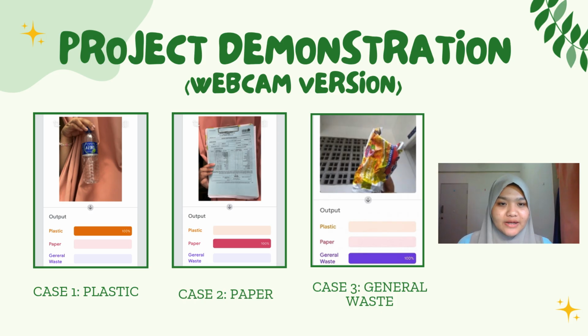Next, for project demonstration, we have two versions, which are the webcam version and the uploaded file version. For the webcam version, you can show the items to your camera and it will detect the materials and show you the output of the materials. For example, as you can see for case 1, the picture shows a water bottle and the output says it was plastic. For case 2, it shows a paper and the output says it's paper.